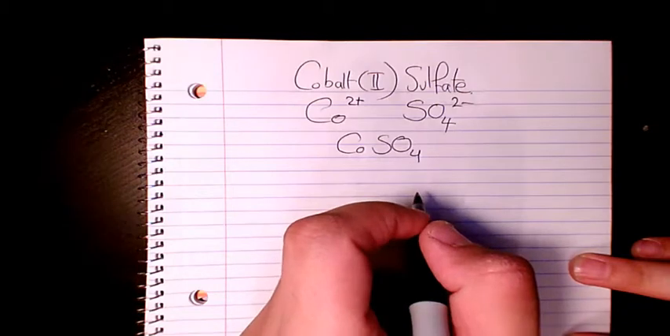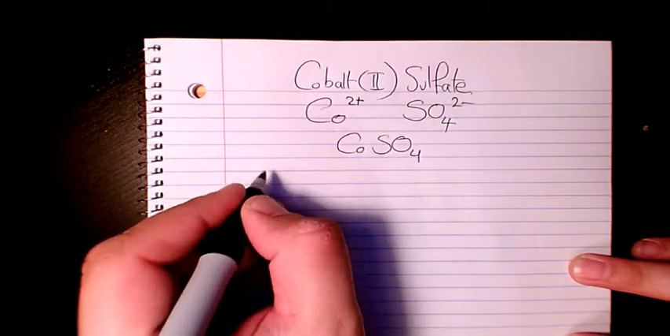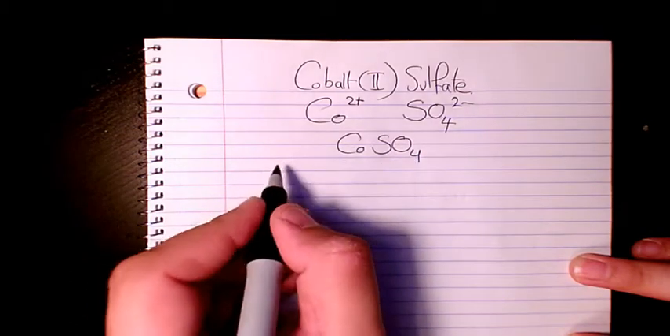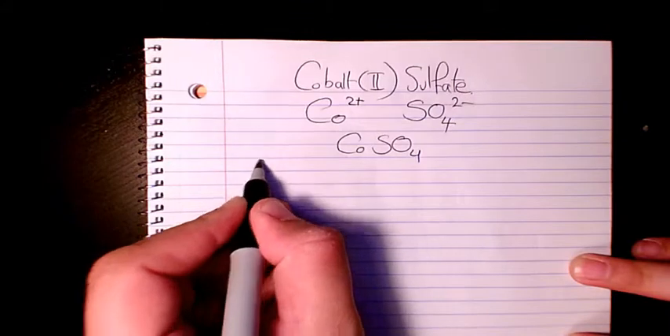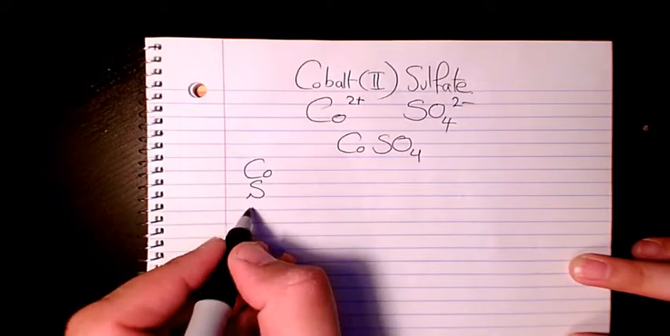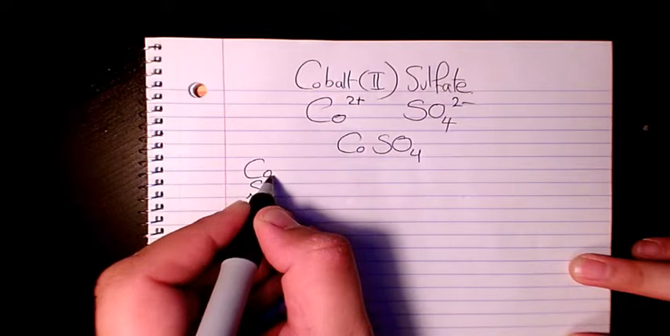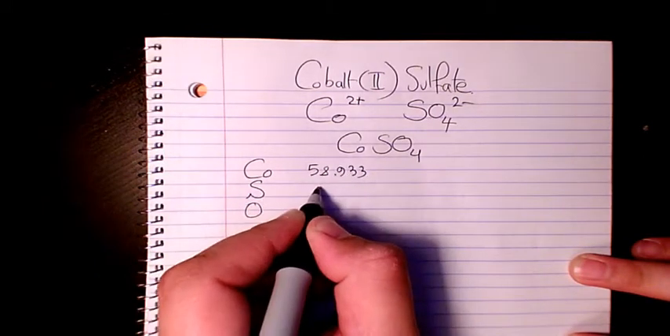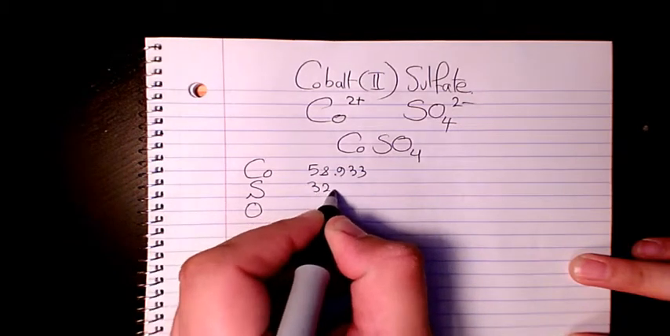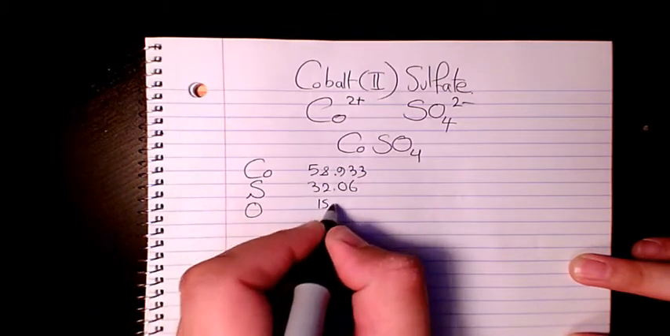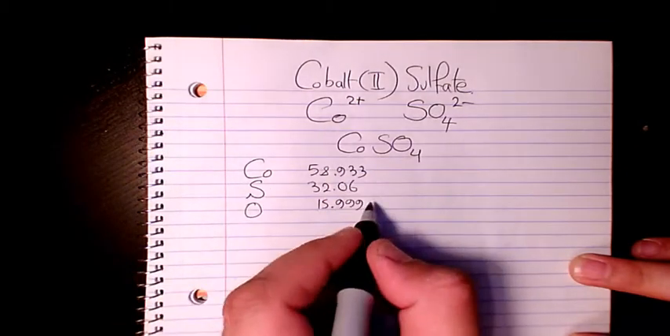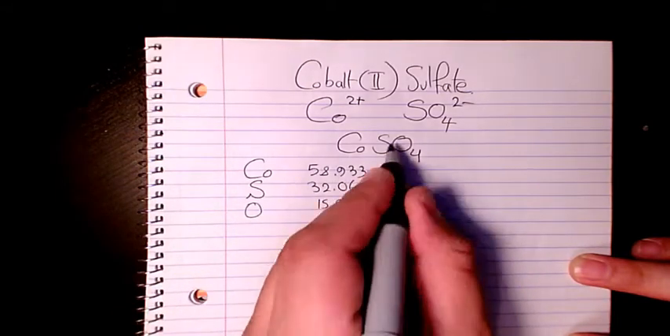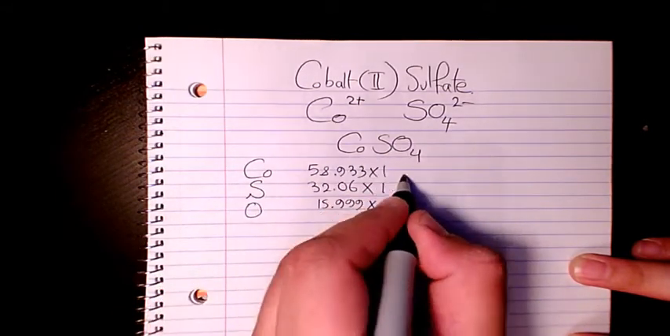Now I want to calculate the molar mass of cobalt sulfate. For finding the molar mass, we need to find out first how many atoms of each element we have. We have cobalt, we have sulfur, we have oxygen. The atomic mass of cobalt is 58.933. Sulfur is 32.06 and oxygen is 15.999. Multiply by 4 because we have 4 oxygen. Sulfur is 1. We have 1 atom of sulfur and cobalt is 1 as well.